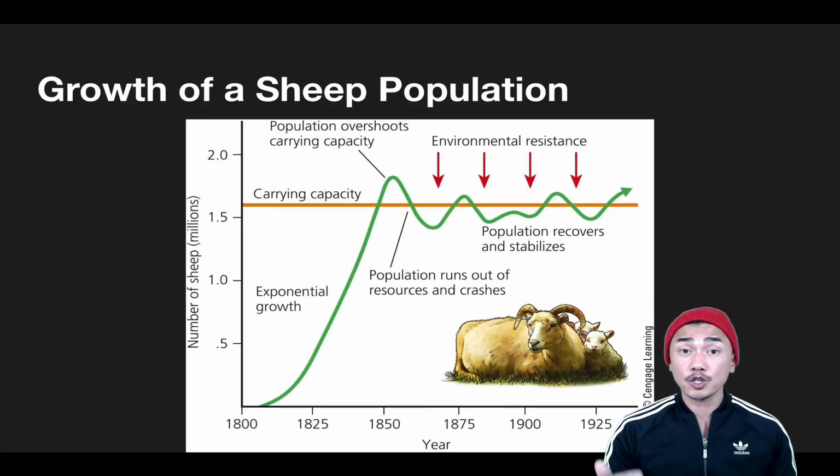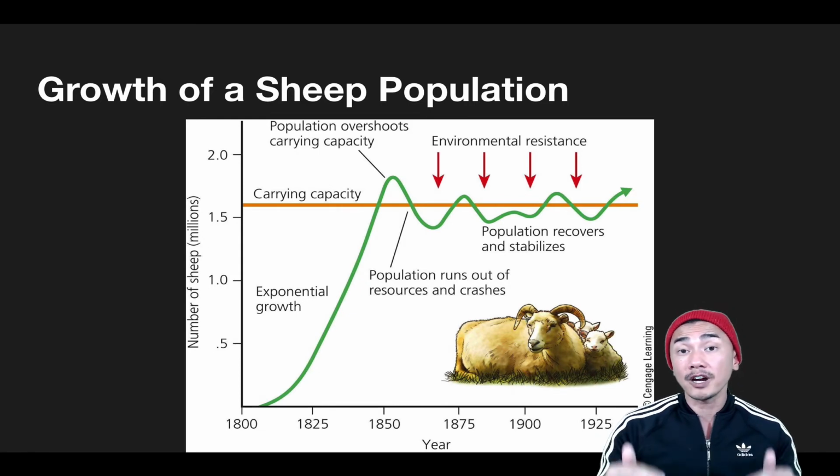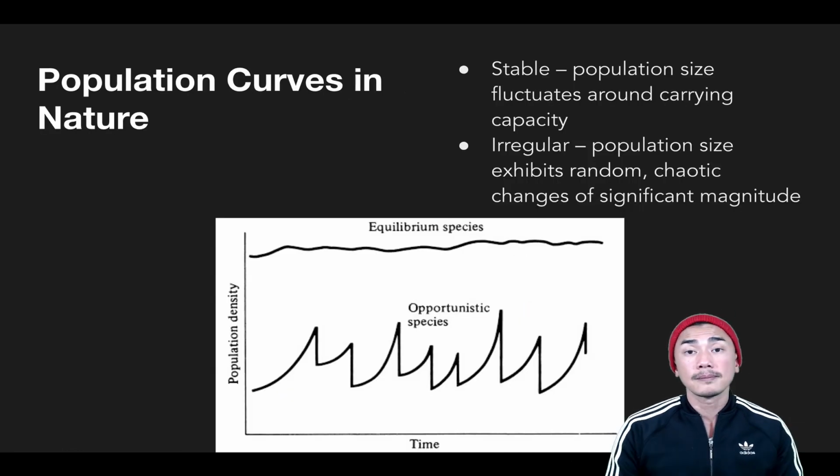This graph showing the growth of a sheep population shows how overshoot can occur, but environmental resistance will always push the population numbers back down under the carrying capacity. When we look at population sizes of different species over time, they tend to produce certain patterns that we call population curves.